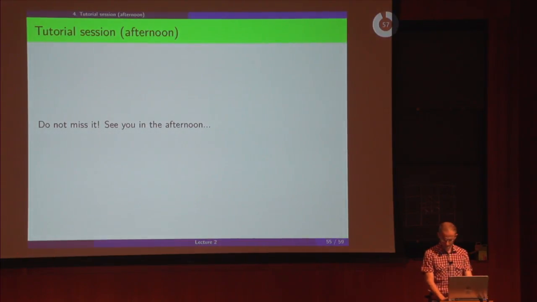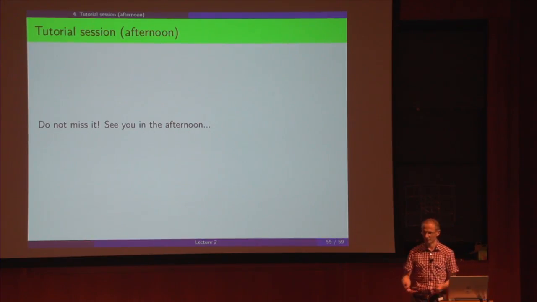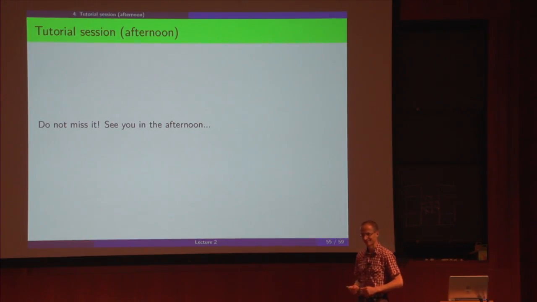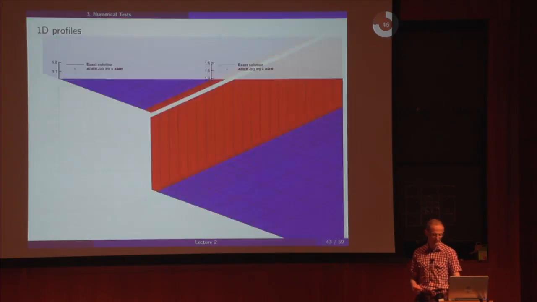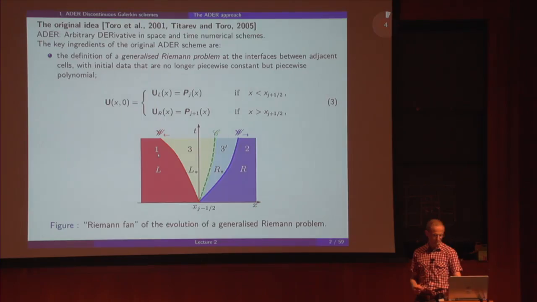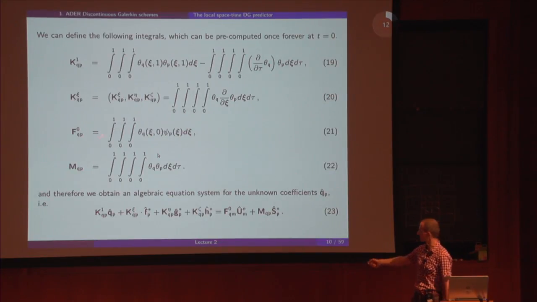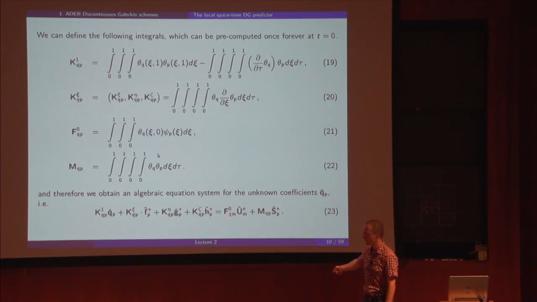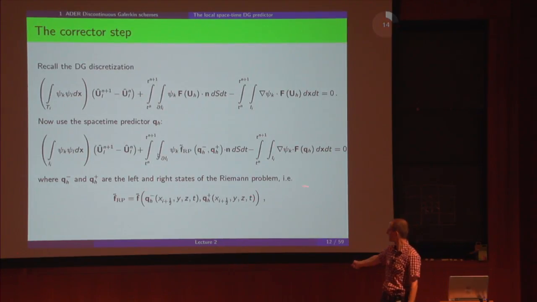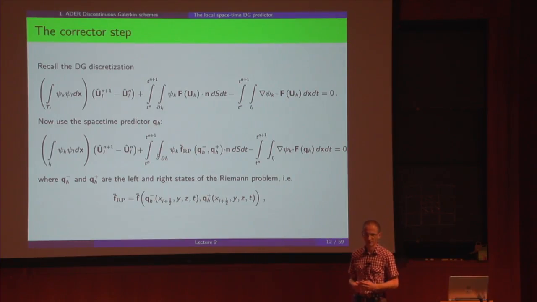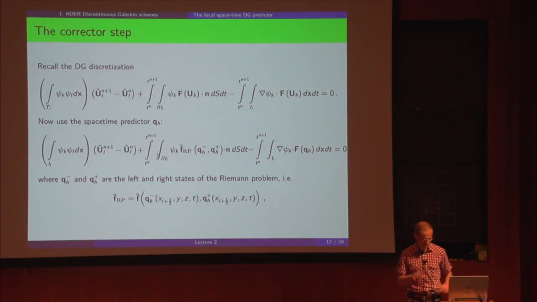Right, so 5 minutes beforehand, there is a tutorial session in the afternoon, which is very important if you really want to get the practical idea of it. And we will go through a code, which, if you let me go down at the very beginning, we will see how this works. In particular, we will see the local spacetime predictor and then the implementation of the corresponding DG scheme. So this is important. The way I understand it, this may risk remaining a bit in the air. Okay, that's it. Thank you.